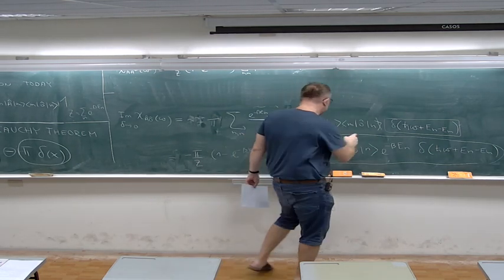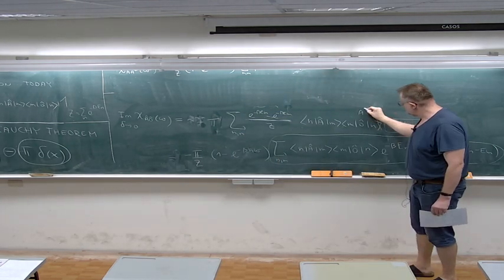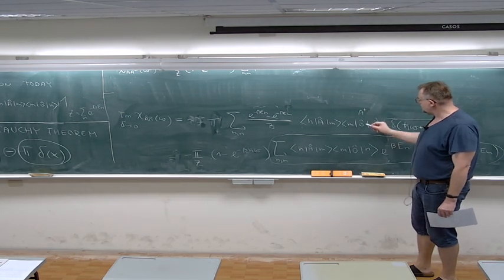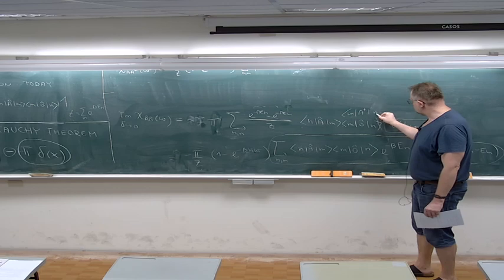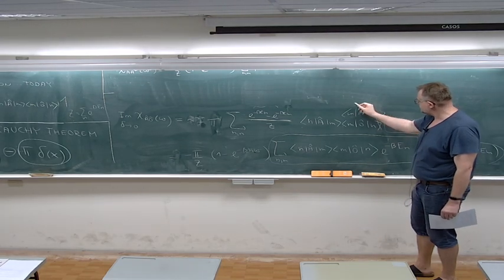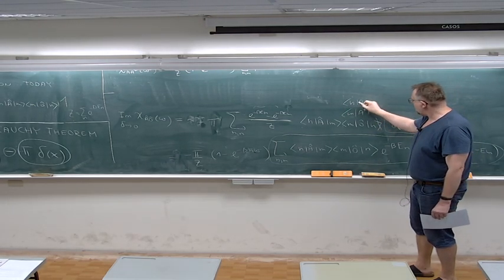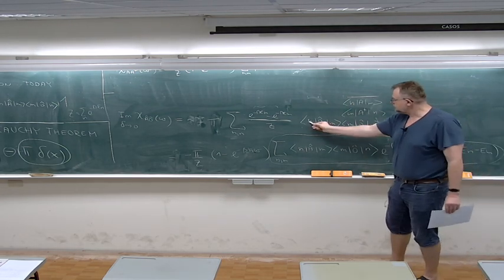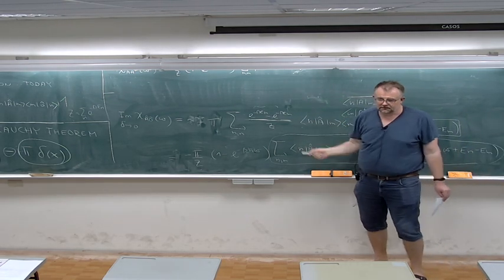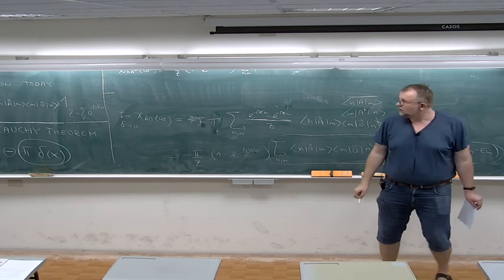Because if I put a dagger here, then I can use the fact that this is the same as n a m complex conjugated. So complex conjugated and non-complex conjugated is the absolute value, right? Okay, so that's how I wrote it.